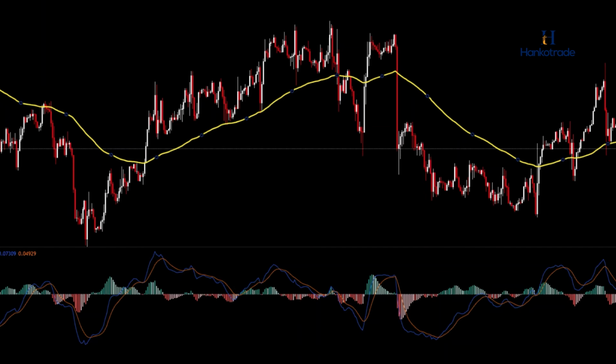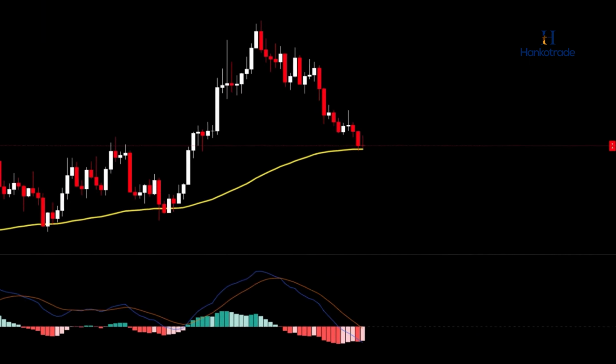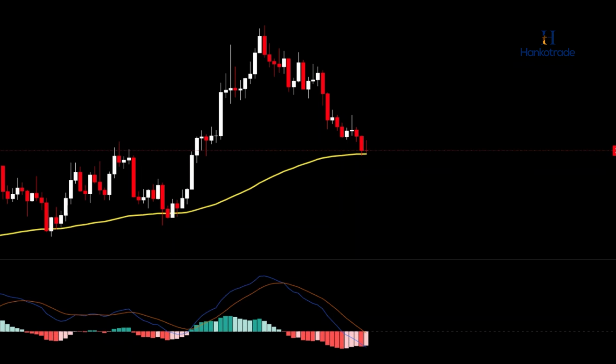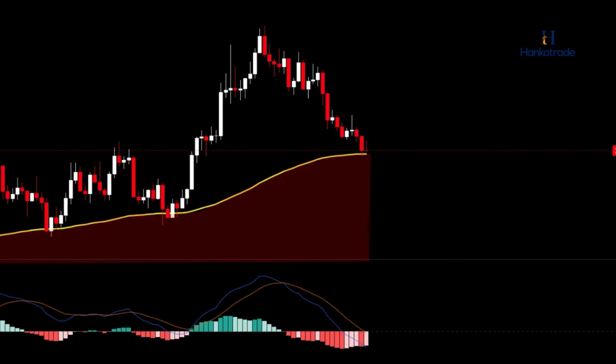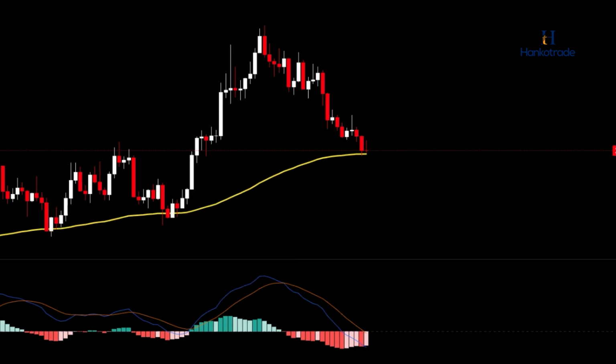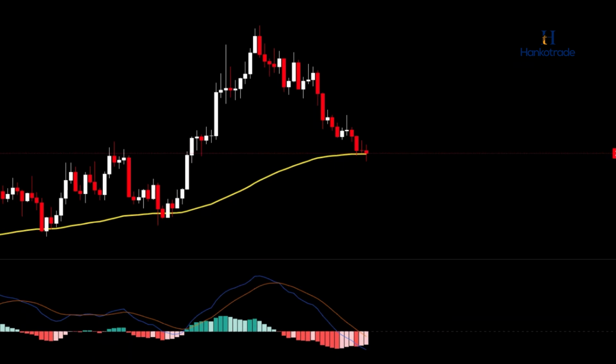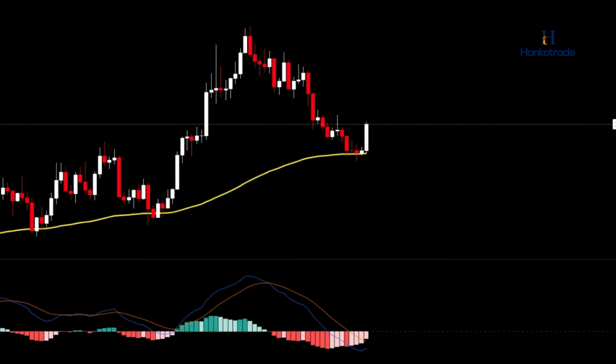Here's how you execute this strategy. The initial step is to identify the long-term trend by examining the 100 EMA. If the price is situated above the 100 EMA, it signifies an upward long-term trend. Conversely, if the price is below the 100 EMA, it indicates a downward long-term trend. Once you've identified the trend, the next step is to search for crossovers on the MACD that align with the same signal as the long-term trend.